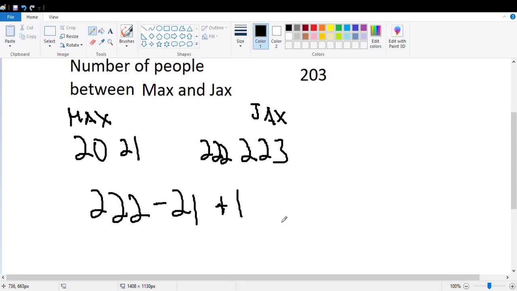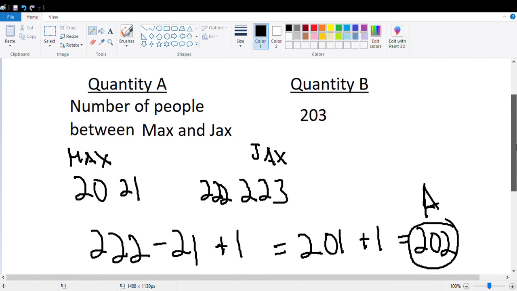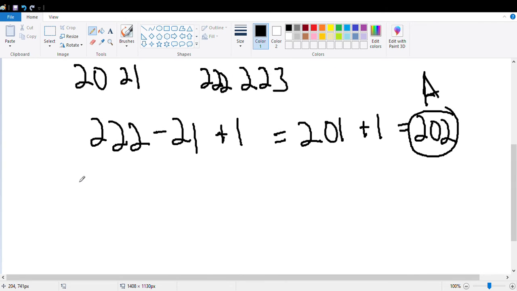222 minus 21 is 201. Plus 1 is 202. And that tells us what? Well, this is quantity A. Let me put it as A, quantity A. That tells us that quantity B is bigger than quantity A. So in our solutions, we have A, B, C, and D. We choose B. B is larger.